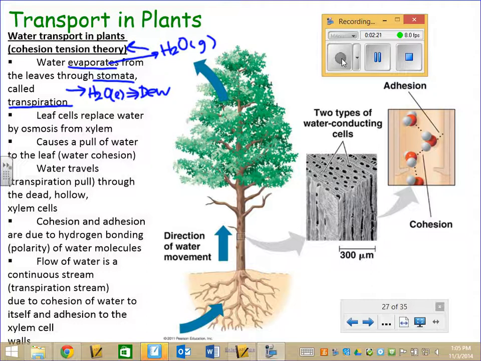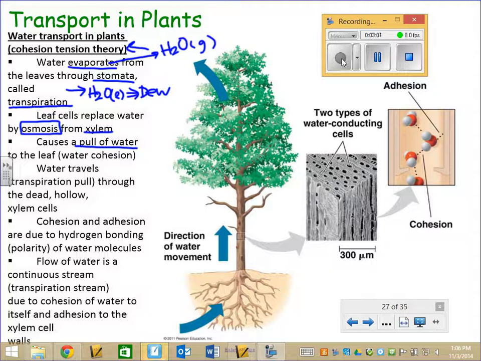Now, how does the leaf replace the water? Well, osmosis happens through the xylem. Now, xylem is one of the two types of vascular tissue that a plant has. Remember, xylem moves water upwards, whereas phloem moves sugar downwards. Every time a drop of water evaporates, it causes a pull of water. So you might know this from previous science classes in younger years as well, but water molecules like to stick together.